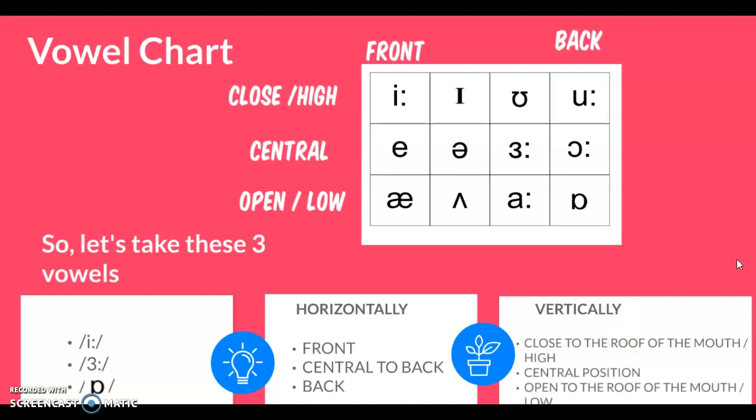Well, in this sound, you can see that it's a back sound. Why? Because your tongue moves horizontally to the back. If you want to produce it, you have to carry your tongue to the back of the mouth and very far away from the roof of the mouth. That is to say, open or low. Your tongue should be low. Okay? Well, let's move on.